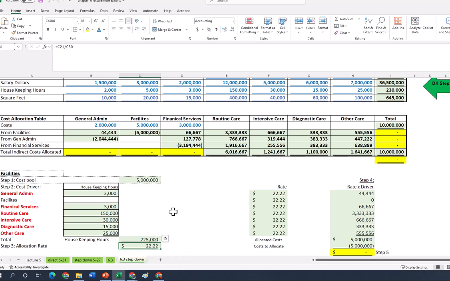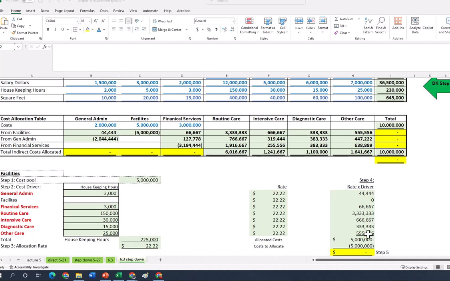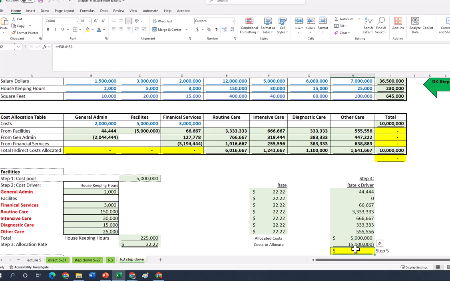So I get an allocation rate dividing the total driver metric into the cost pool, $22.22. I'm building a generic model, so I bring over the allocation rates. I take the rate times the driver. For facilities, the driver is 0, so I just did that, so I built a generic model. I apply that. I totaled 5 million. That's what I allocated. That's what I wanted to allocate. I checked it to 0.